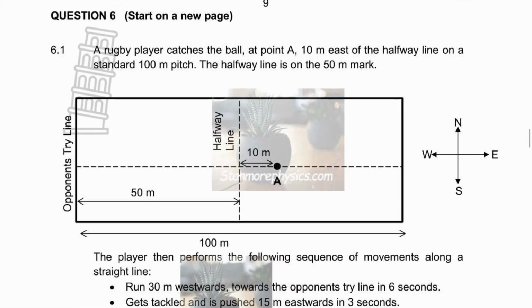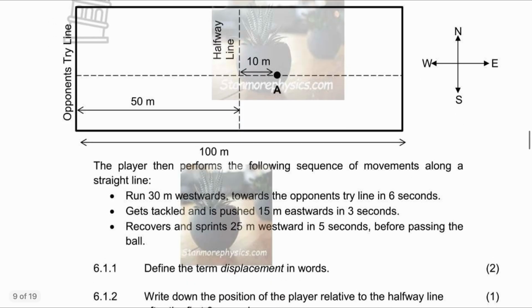Moving on now to question number 6. A rugby player catches the ball at point A, 10 meters east of the halfway line on a standard 100-meter pitch. The halfway line is on the 50-meter mark. The player then performs the following sequence of movements along a straight line. Run 30 meters westward toward the opponent's try line in 6 seconds. Gets tackled and is pushed 15 meters eastward in 3 seconds. So this way 30 meters, then this way 15 meters. And then recovers and sprints 25 meters westward, so 25 meters that way in 5 seconds before passing the ball.